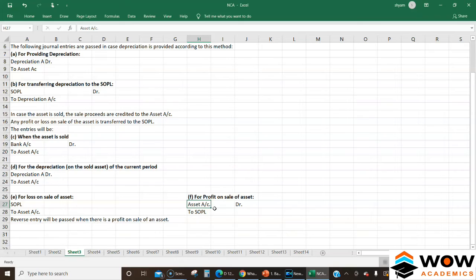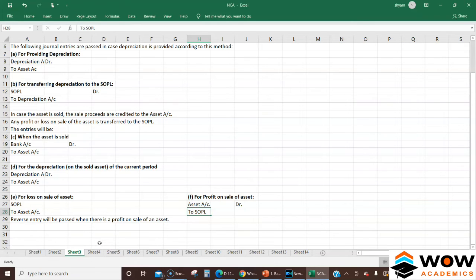If they have given the profit, you have to show it there, or if you adjust it, if it comes to profit, it would be there. So either way, whatever the profit, you have to put it again on the asset debit side and transfer that to SOPL. As this time it is an income, any income or a gain has to be credited. So SOPL will be credited. So these are the entries here.